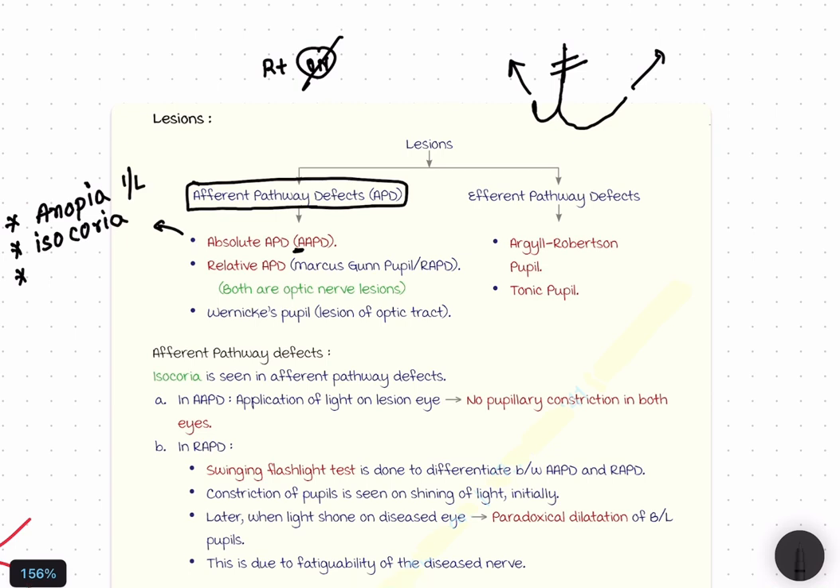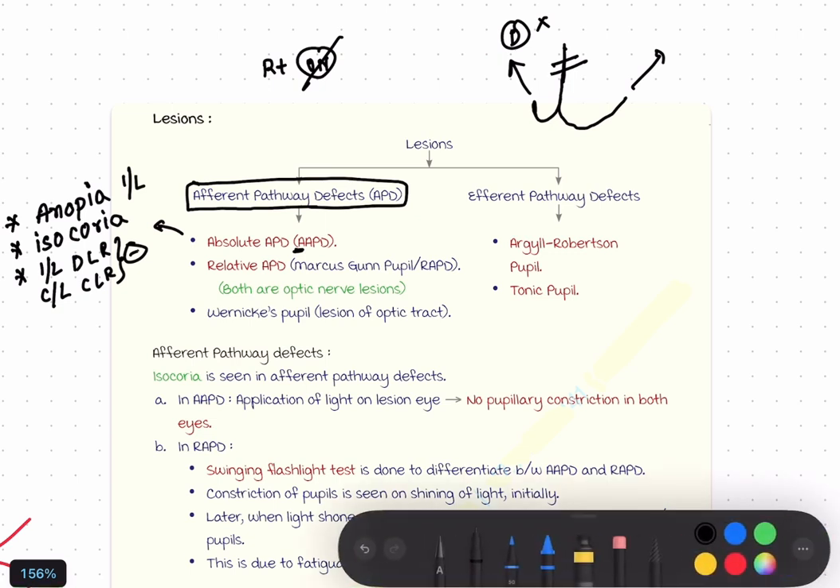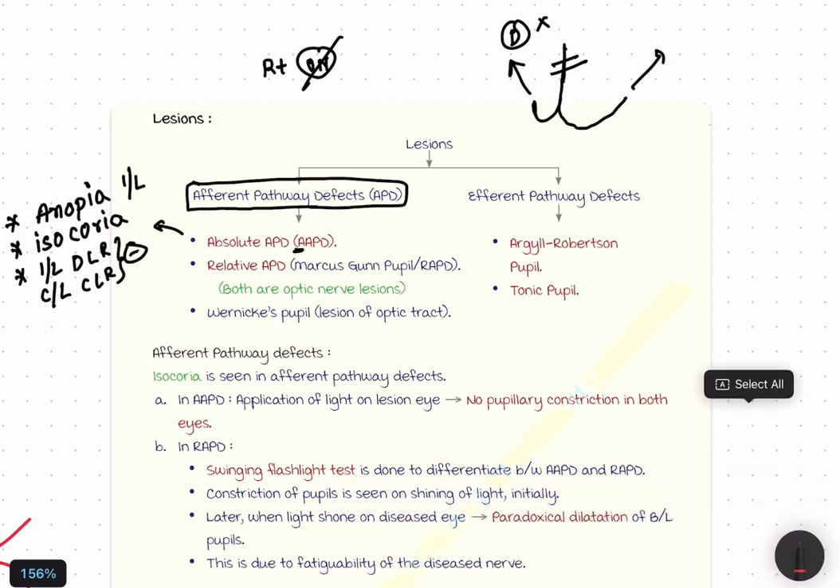So if it is getting damaged, my ipsilateral direct light reflex is gone and the contralateral consensual light reflex is gone. This is very important: the ipsilateral direct and contralateral consensual light reflex will be absent. So that is absolute APD, absolute afferent pathway defect, which is also known as Amaurotic pupil.